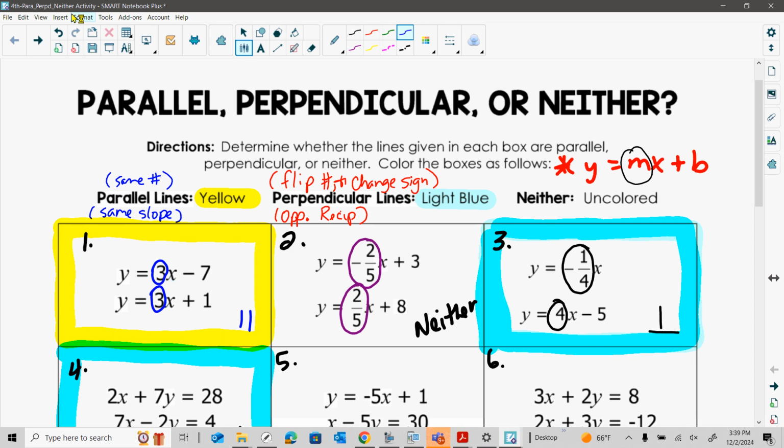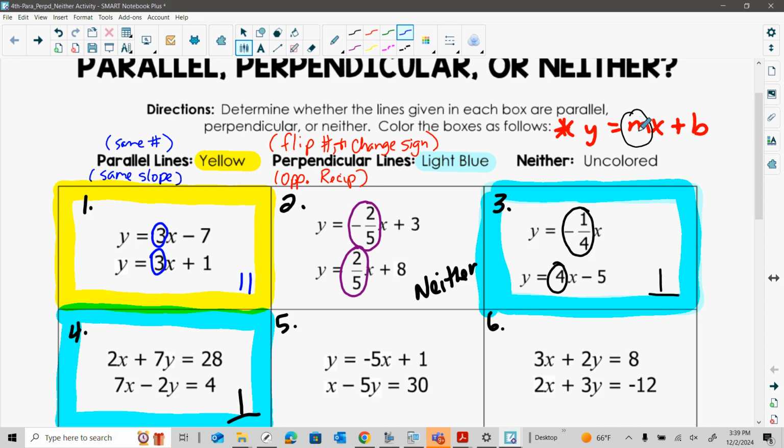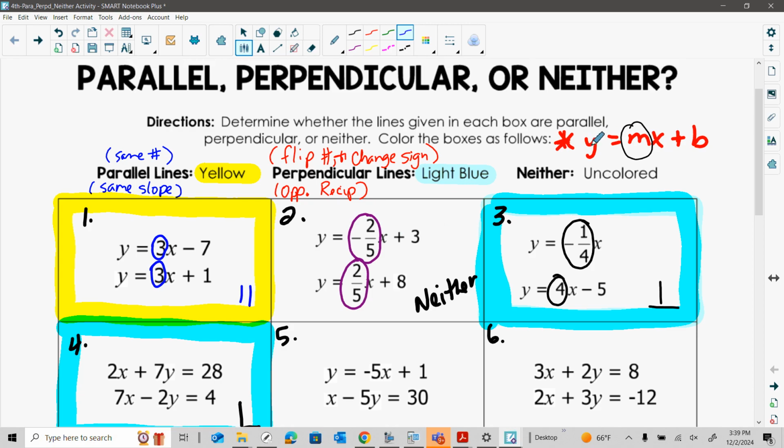Hi guys, this is your homework tonight. I'm gonna go over a couple to make sure you're on the right track. We talked about reading the equation and finding the slope off the equation in y equals mx plus b form. So we're circling the m, that is the number in front of x, the coefficient of x.